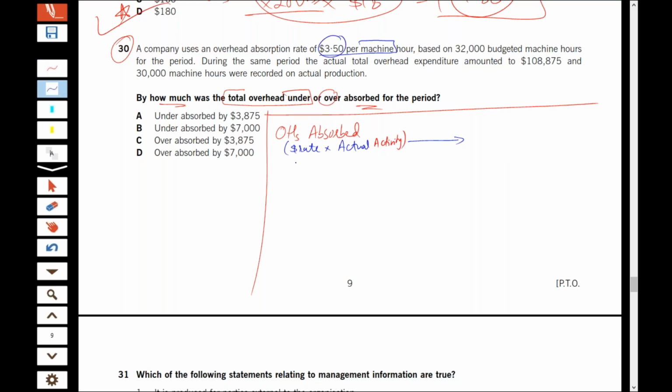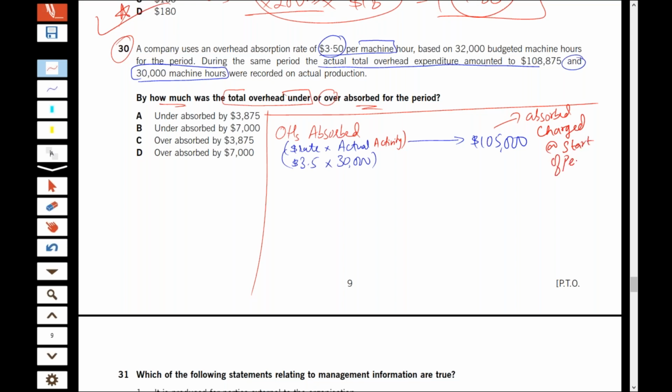So your rate is 3.5 per machine hour. Your actual activity is 30,000 machine hours. So that means 3.5 multiplied by 30,000, that is 105,000. This was the overheads which were absorbed. Absorbed means charged at the start of the period. At the start of the period, I assume 105,000 as my overheads. But when I saw the actual overheads, it was 108,875. That means what? I had undercharged.